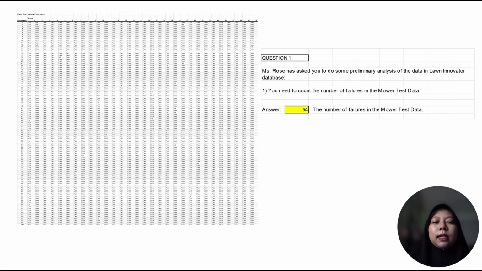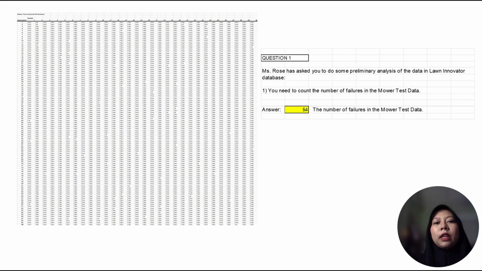In this data, Mr. Rose has asked me to do some preliminary analysis of the data in the Law Innovator database. What I was required to do is count the number of failures in the Mowen test data. My answer is 54. 54 is the number of failures in the Mowen test data.